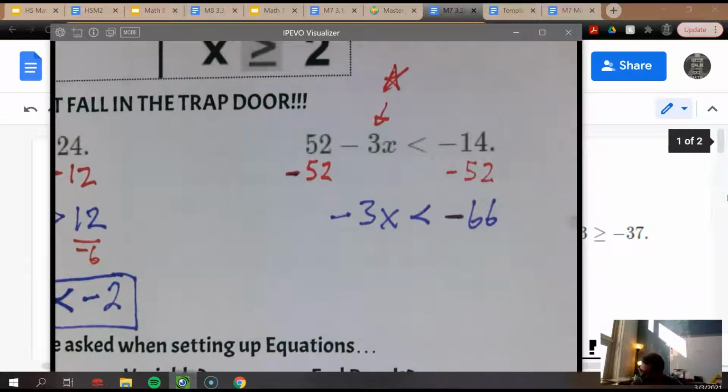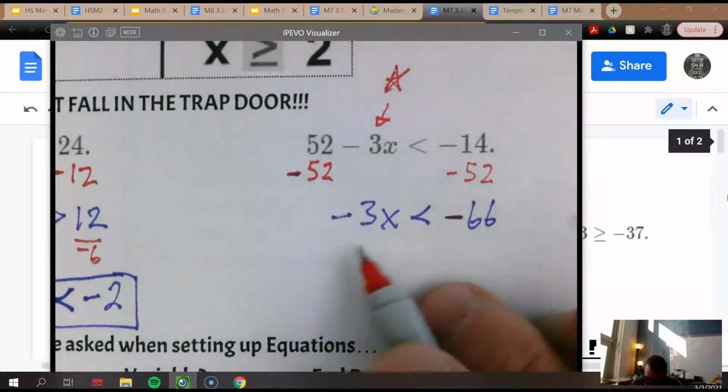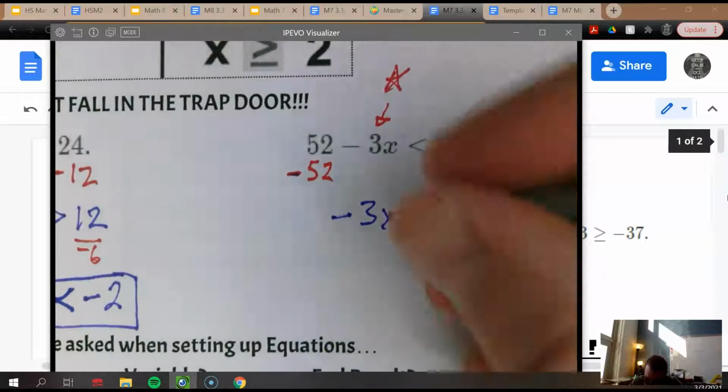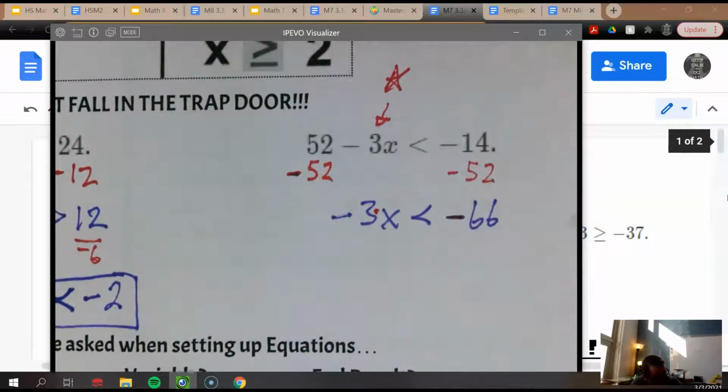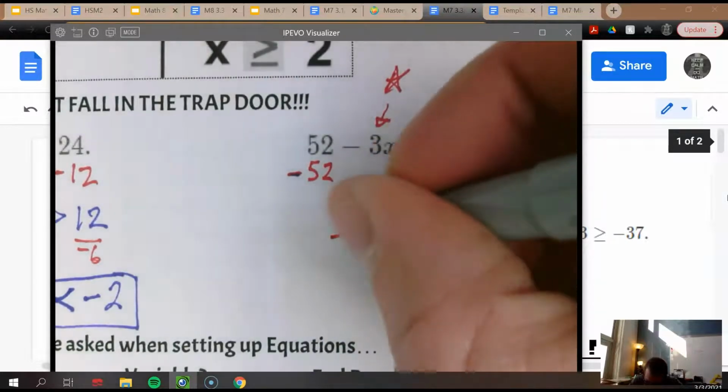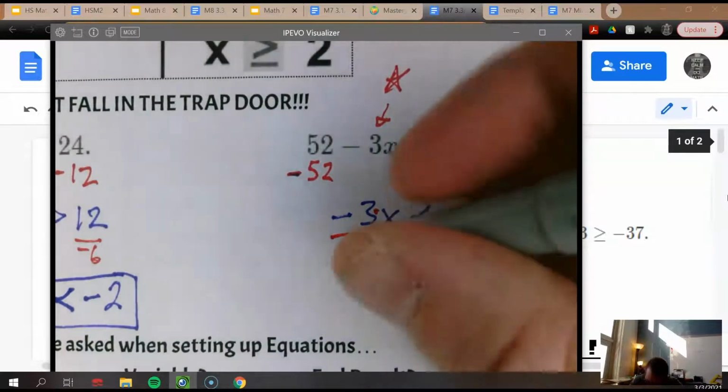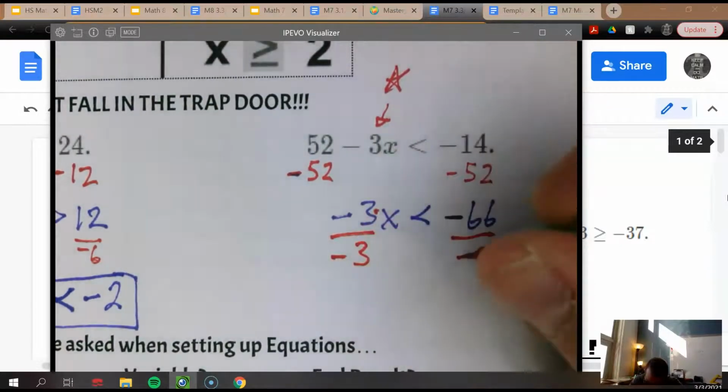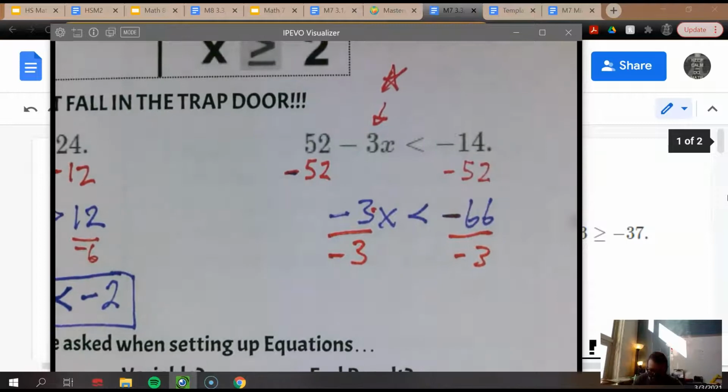And then -3. Wait, how is this attached? How's the -3 attached to your x? Times, right? Multiplication. How do we undo that? Divide. By 3. Not just 3. Minus -3. Be careful. You really don't want to say minus there.